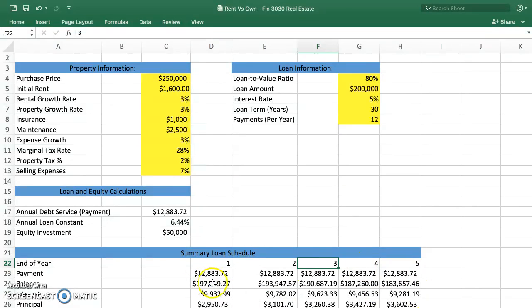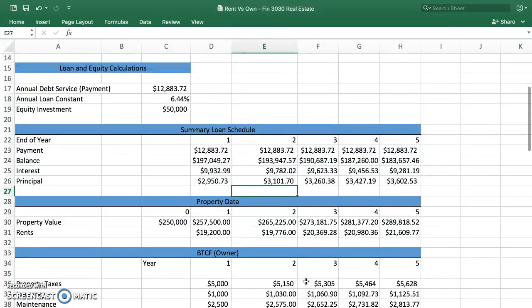And then once we have that, we can calculate the principal. The principal is just going to be the difference between these numbers all the way across. And then we can calculate the balance, which is the difference between the loan amount and the principal that we have here. All right, so here's the next aspect, property data.